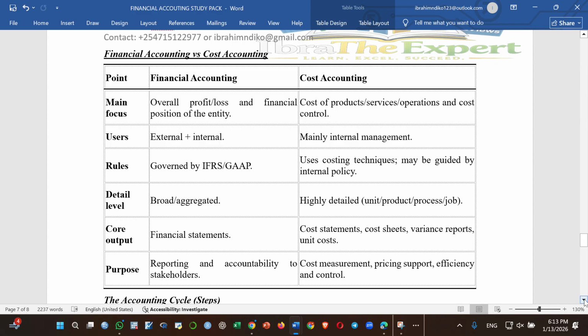Now, let us see the difference between financial accounting and cost accounting, which is the same as the one for management accounting. So this one, I think it's not a requirement. We can give this one a stroke. I can just say stroke management accounting.